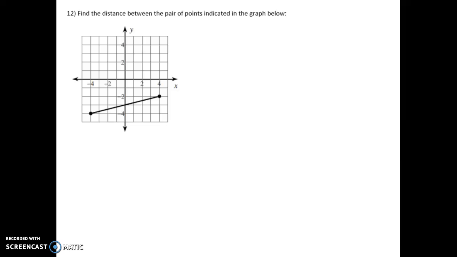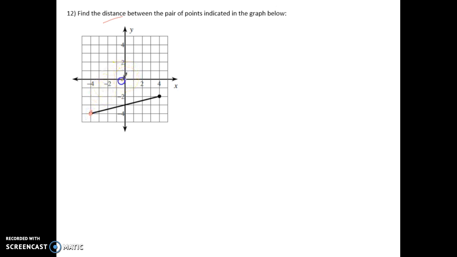Okay, we will start our third video, and our third video is number 12. So flip over to number 12, make sure you're on the right number. And this is a graph question. It says find the distance between the pair of points. So our points are right here. Let's start off with that one.